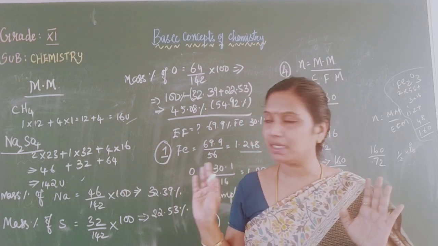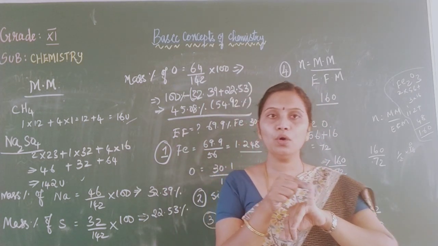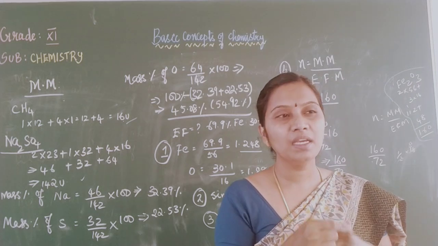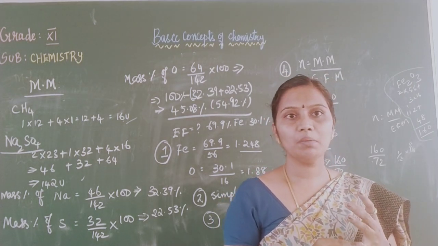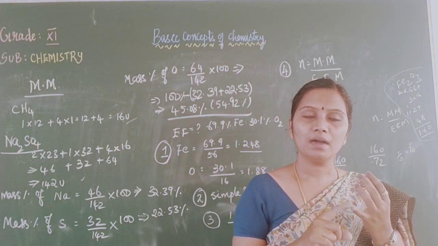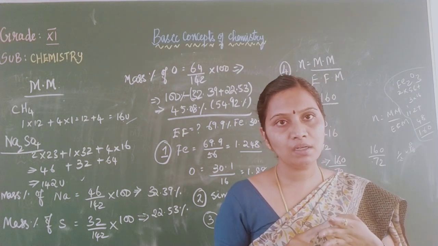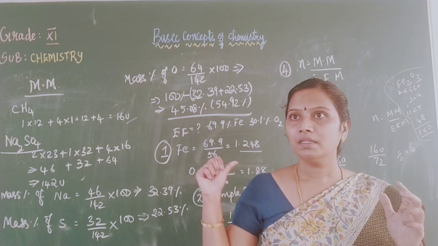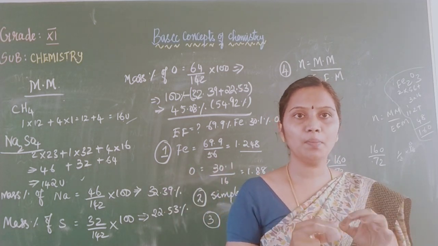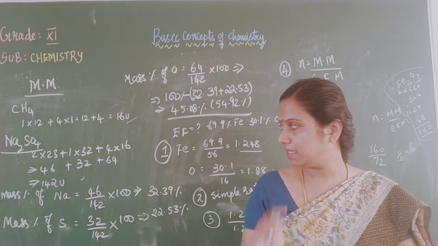Okay, unified mass. So now you know how to calculate molecular weight. Children, no need to memorize the atomic mass of most of the elements. Carbon 12, oxygen 16, hydrogen 1, then sodium 23, sulfur 32, then iron 56. Like that, some important elements, only that much you remember, that's enough.